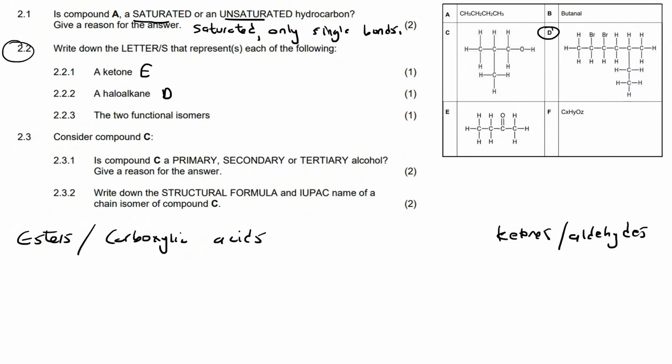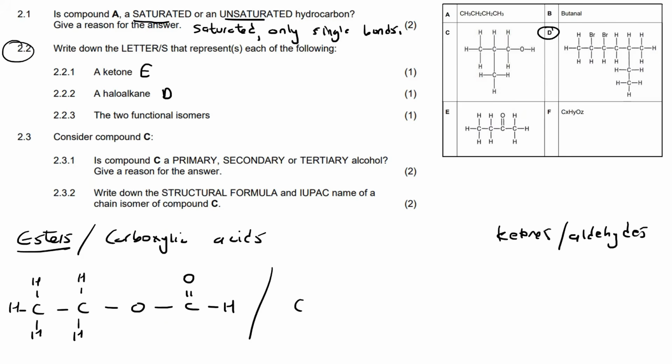But let me give you an example. Let's say we have a 3-carbon ester. So something like that. And then obviously we've got hydrogen everywhere. And then let's say this one is the double bond. Okay, so that's an ester. Now, if I do a carboxylic acid with 3 carbons, then we'd get something like that over there. And then obviously all of these are hydrogens.